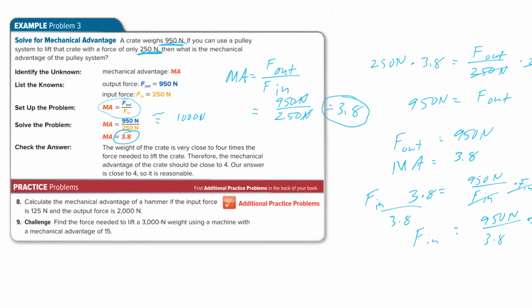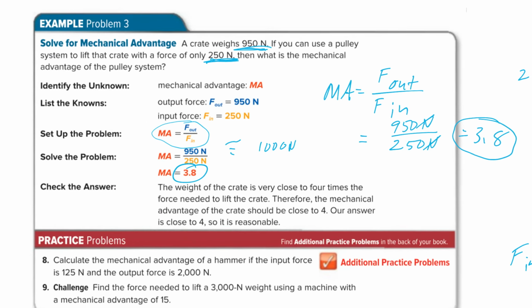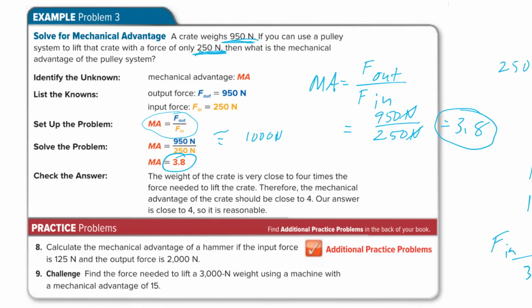So that's how you do these mechanical advantage problems. So again, this is a unitless measure, what mechanical advantage is. And your equation again is force out divided by force in equals mechanical advantage.